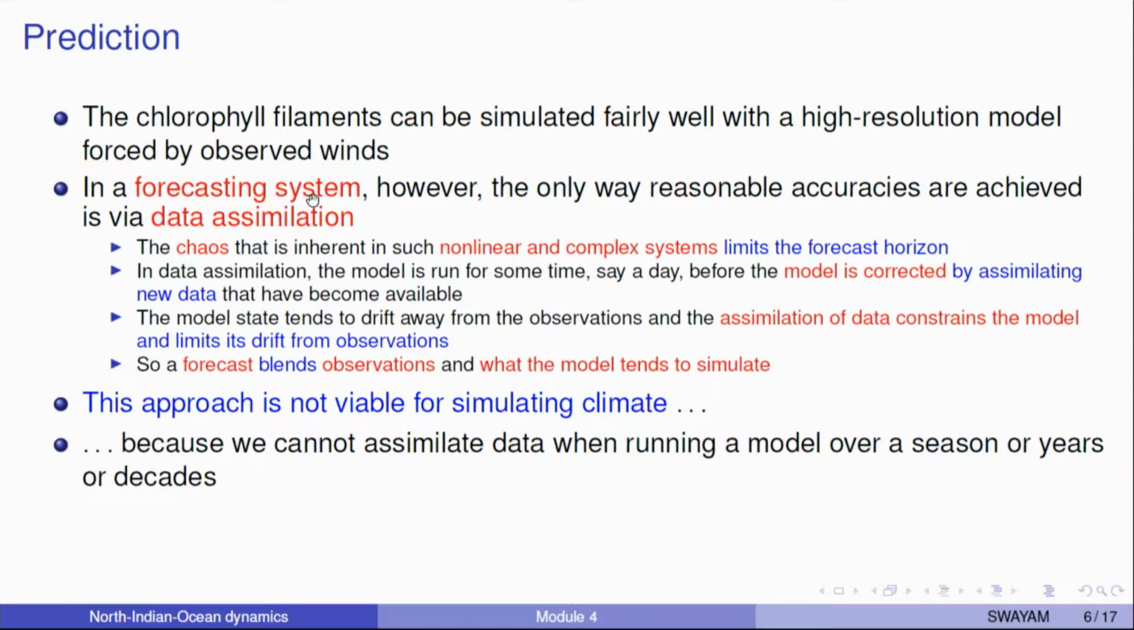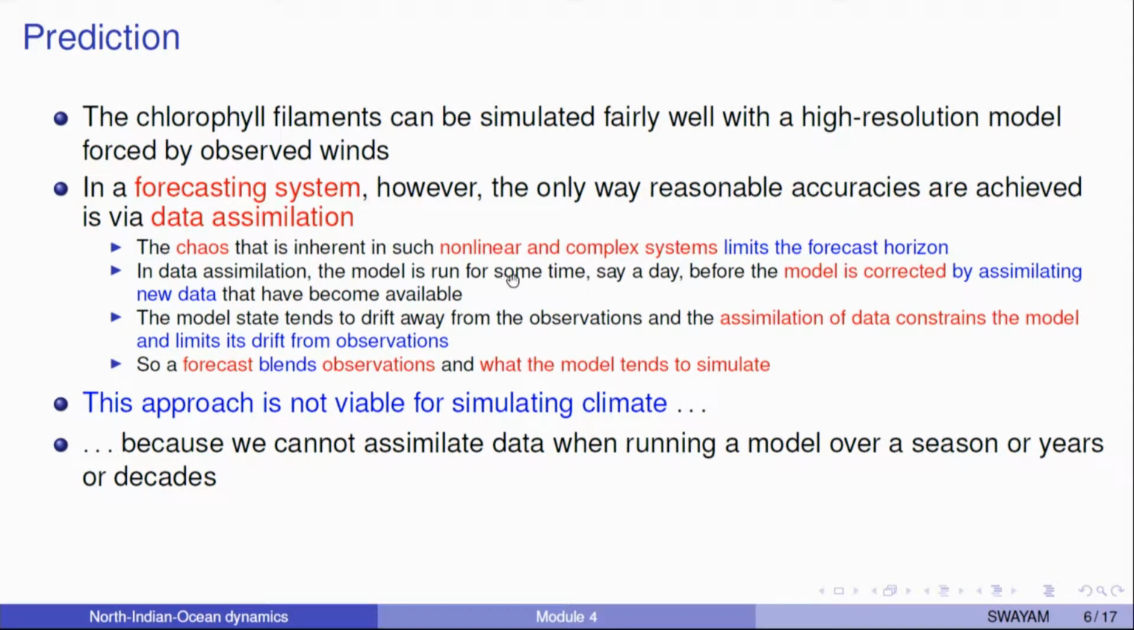Now if you take a forecasting system, whether oceanic or atmospheric, the only way that reasonable accuracies are achieved is via data assimilation. The chaos that is inherent in such nonlinear and complex systems limits the forecast horizon. So after a few days, the model drifts completely from what is observed. And what is done in these forecasting models is to stop the model, to assimilate data which have become available, and to rerun the model from that point.